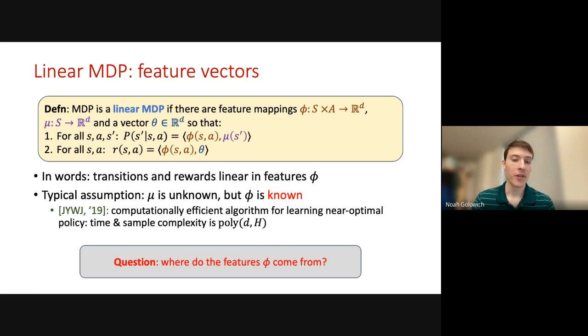But this result overlooks one crucial question, which is where do the features phi come from? The features phi(s, a) must somehow capture the relevant information about a state action pair for determining its transition to the next state. And given some reinforcement learning problem, which we don't a priori know much about, it's not at all clear what features are actually useful in capturing the transition information.